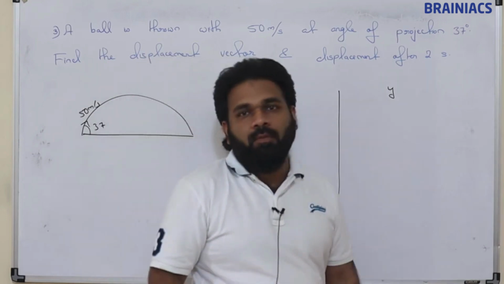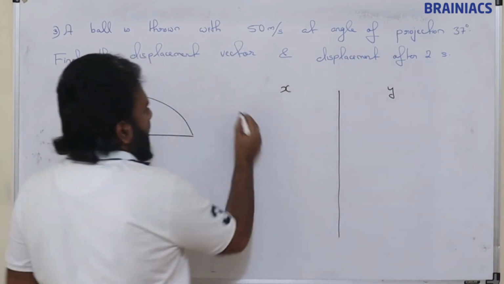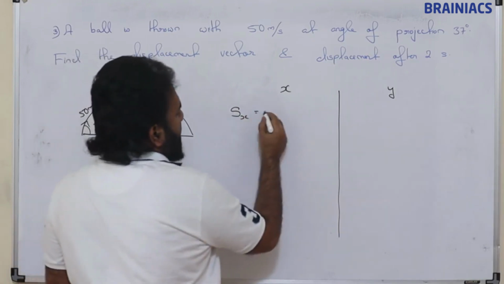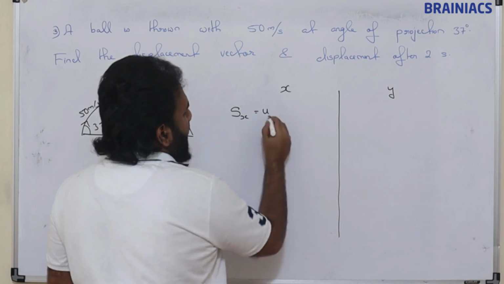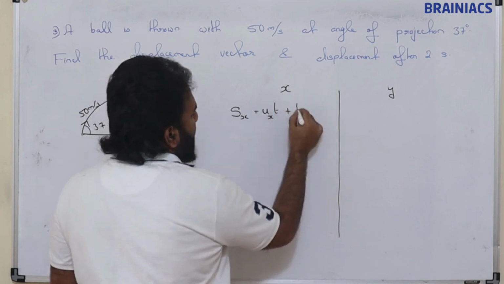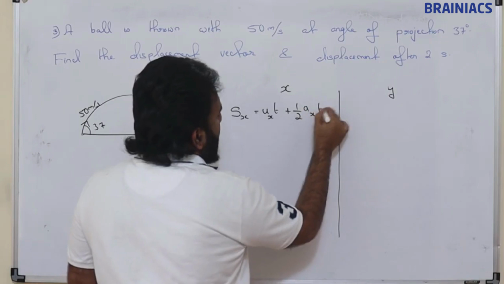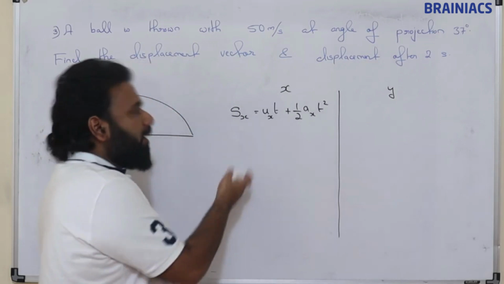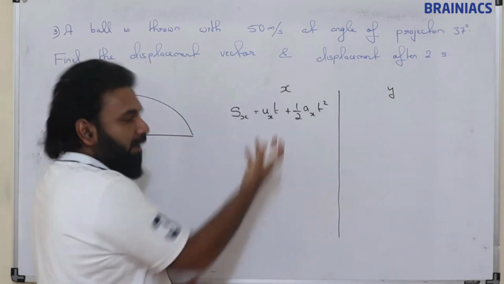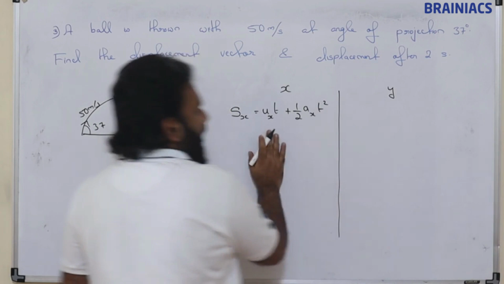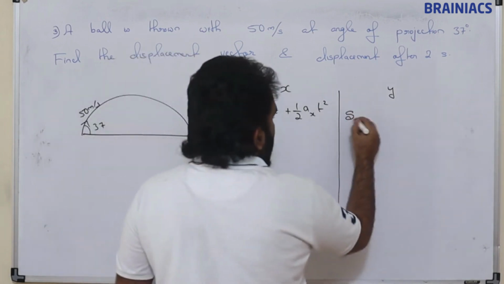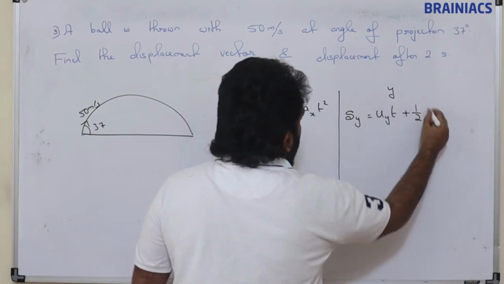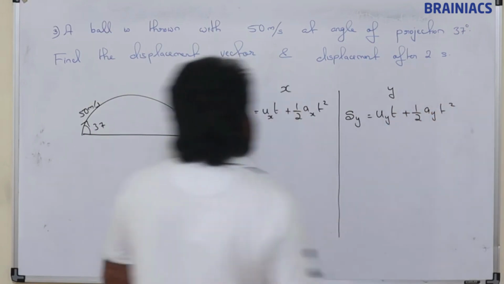What is the formula for finding displacement? Sx, displacement in the x direction: s is equal to ut plus half at square, so ux into t plus half ax into t square. If acceleration is there, we will put it, otherwise leave it. If acceleration is not there, s is equal to v into t, that equation you can apply directly. It's your wish. Just for your understanding, I am writing in detail. Sy is equal to uy into t plus again half ay into t square.